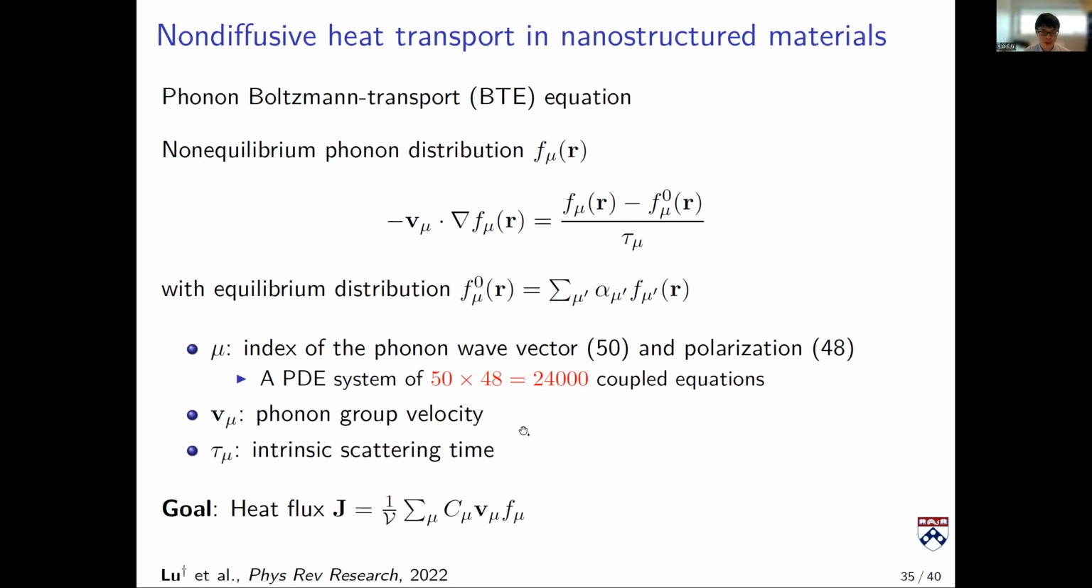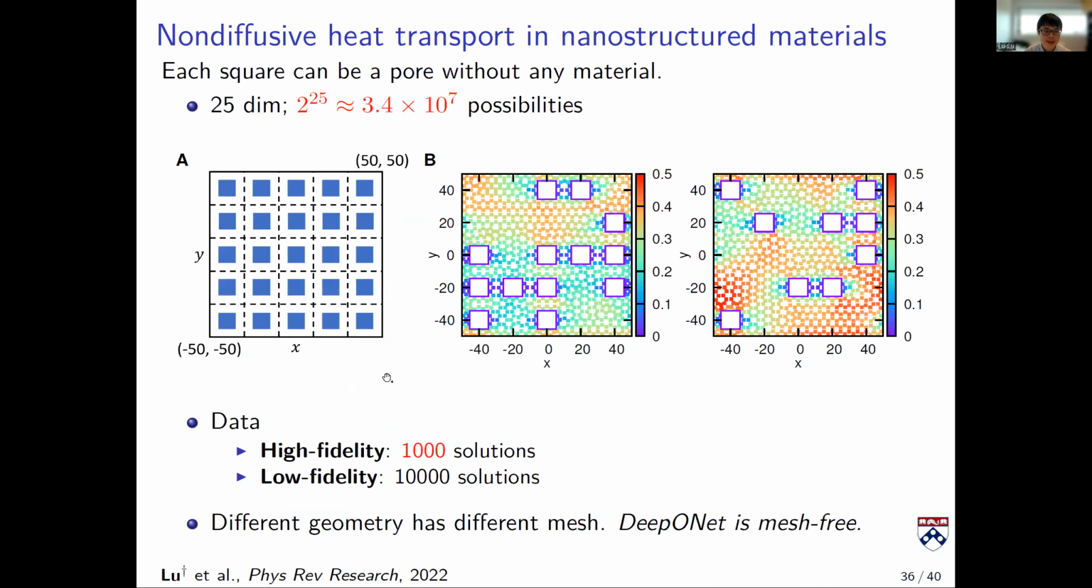We try to learn the solution of this problem, but we do not care about every single solution of F mu. We try to predict J, which is the heat flux. J is a weighted summation of all these solutions. So this is the PDE, and we try to predict its solution for different geometries. Let's say we have a 2D domain and a 5x5 grid. Each location in blue can be a material or can be a pore. For example, in this case, this one is a pore, this one is another pore. Then this is the solution of J. And this is another geometry. In total, we have 2 to the power 25, which is 3.4 times 10 to the power 7 different possible geometries.